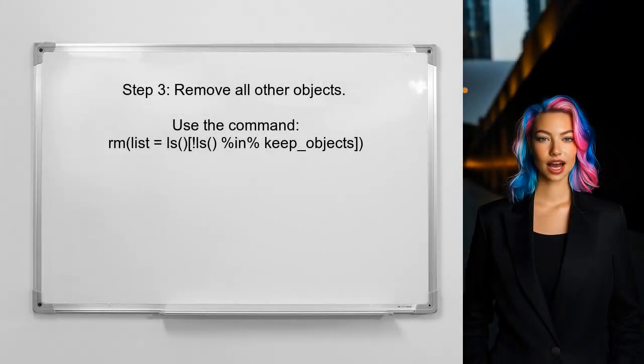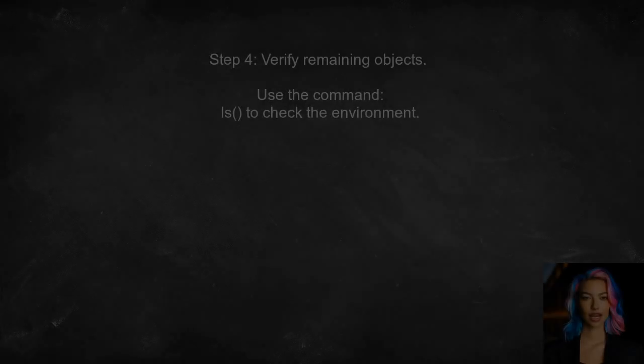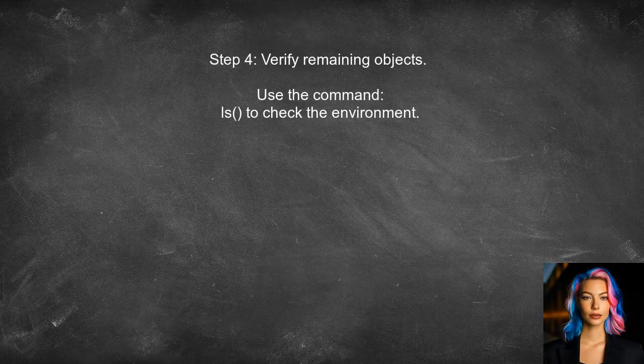Now, the user can remove all other objects from the environment. This can be done by using the remove function with a list of objects that are not in the keep vector. Finally, the user should verify that only the desired objects remain in the environment. This can be done by listing the objects again.